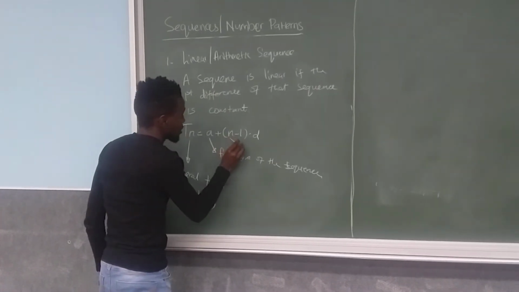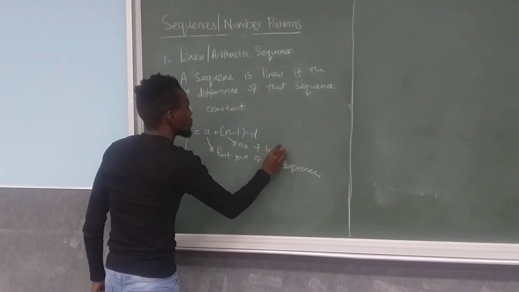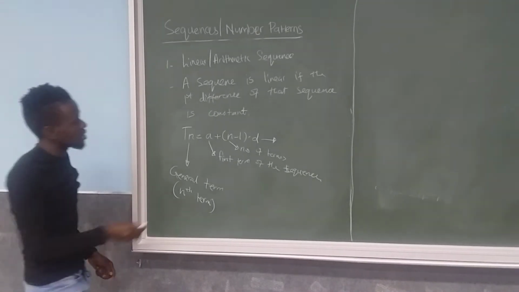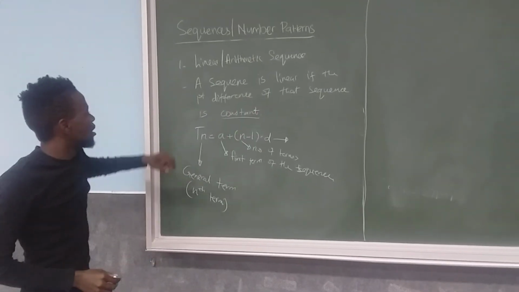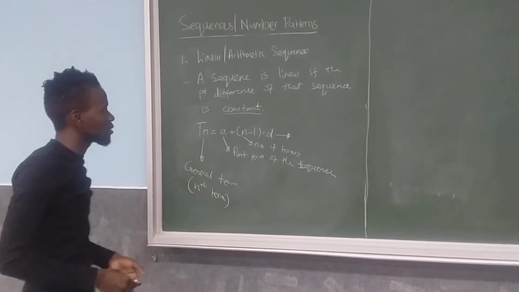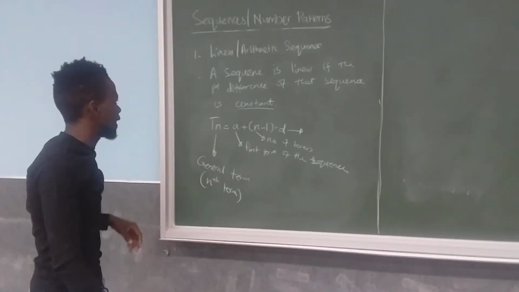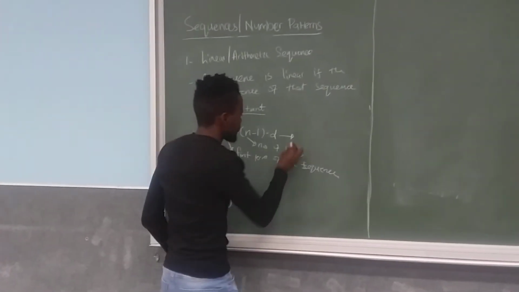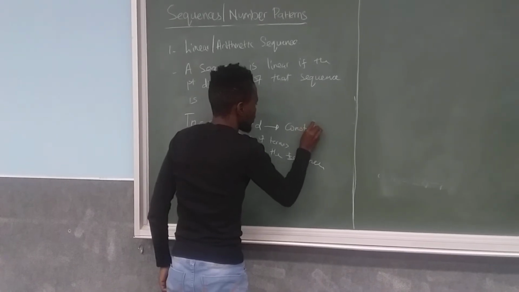And then n is the number of terms. Right? And then d is that constant that we are talking about. It's the constant difference. So it's that same constant that we find after calculating the first difference. So it's a constant difference.